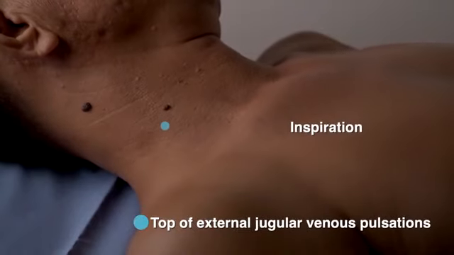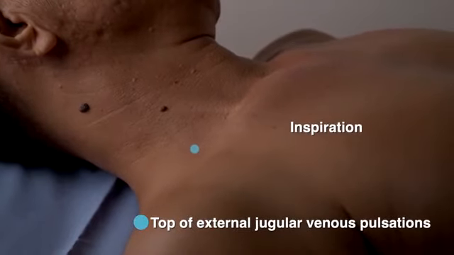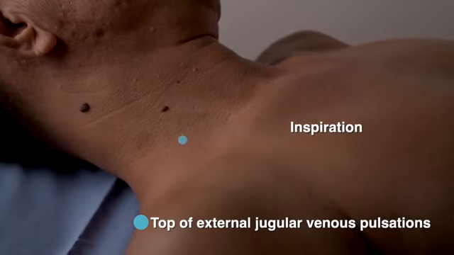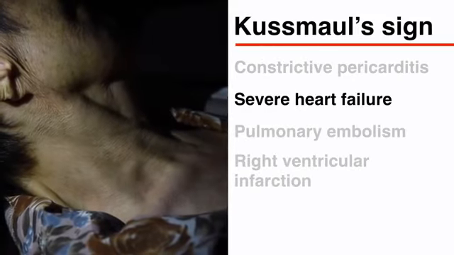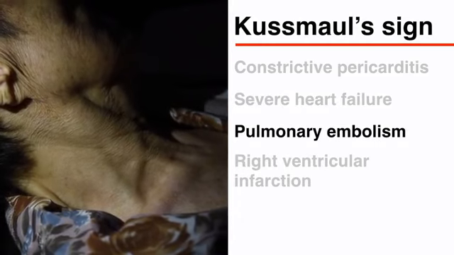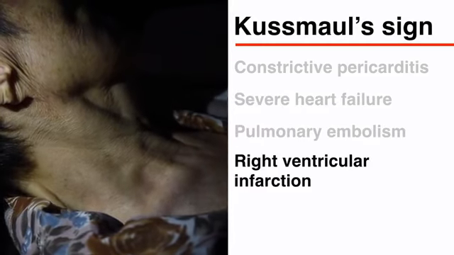Paradoxical elevation of the jugular venous pressure during inspiration is called Kussmaul's sign. In a healthy person, the venous pressure decreases during inspiration because pressure on the right side of the heart falls as intrathoracic pressure decreases. The differential diagnosis for Kussmaul's sign includes constrictive pericarditis, severe heart failure, pulmonary embolism, and right ventricular infarction.